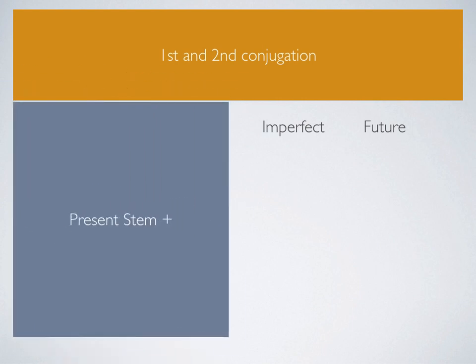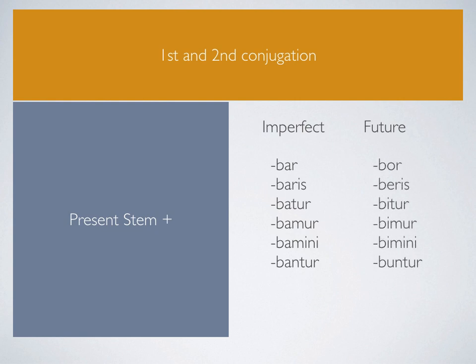We always need to start with the present stem. No matter what tense, that's our base. For the imperfect, we would add the endings -bar, -baris, -batur, -bamur, -bamini, -bantur. And for the future, we would add the endings -bor, -beris, -bitur, -bimur, -bimini, -buntur. And again, those are verbs that are -o, -are or -eo, -ere.